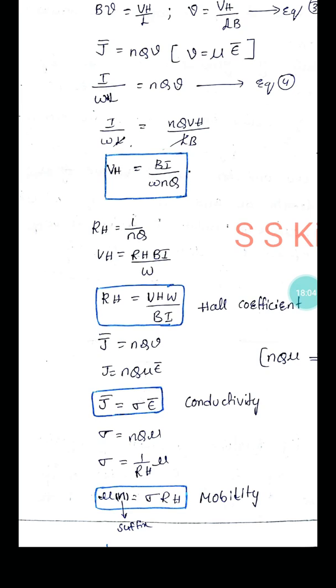J bar is equal to sigma E bar for the conductivity equation. Mu is equal to sigma RH, we can also write. This is for the mobility expression. If you want any relationship for mobility, you can also write this: mu is equal to sigma RH. RH means Hall coefficient, right?